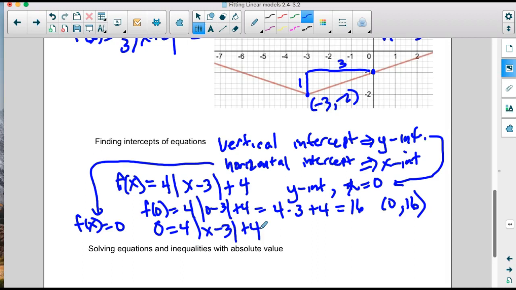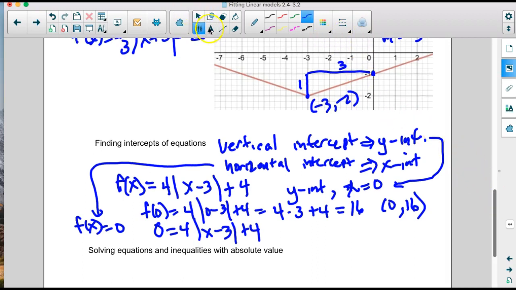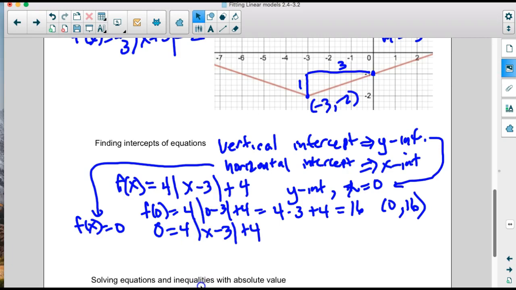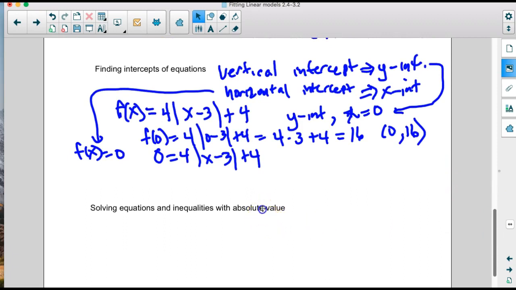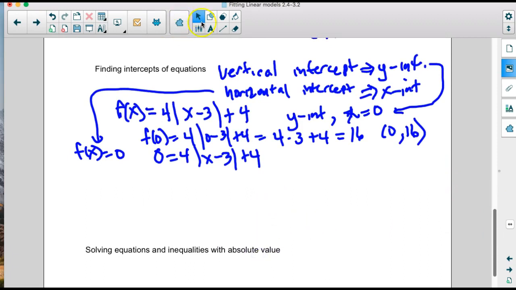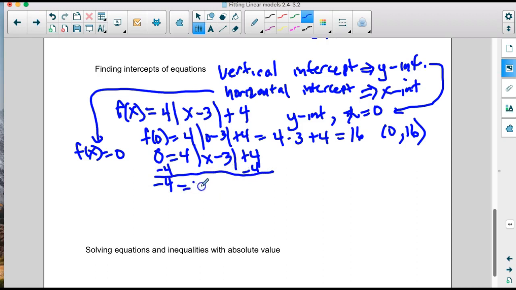So to do that, the first step would be, I need some more room, so let's move this down so that we have more room to work here. Okay, so we would solve this equation by moving the 4 over to here. So we'd have -4. We'd subtract 4 from both sides. We get 4 times the absolute value of x minus 3.